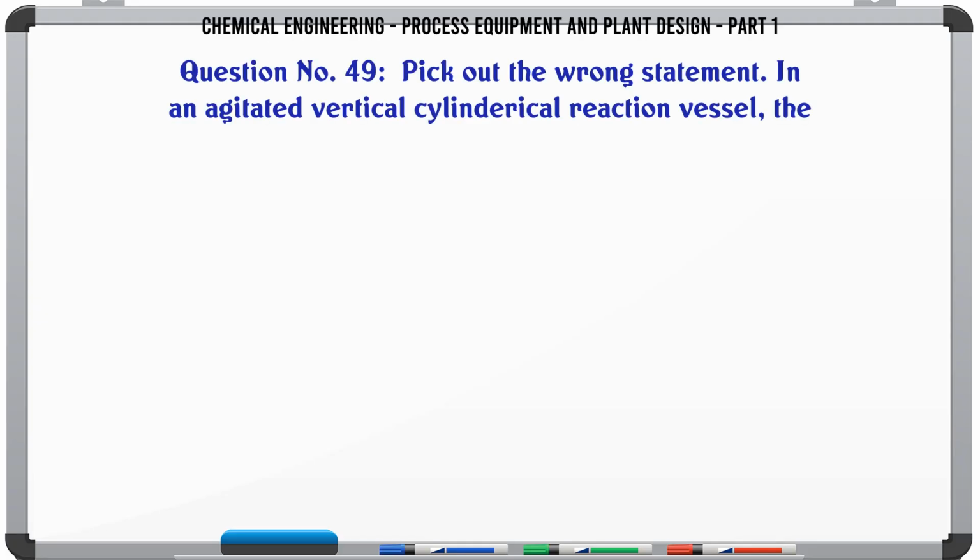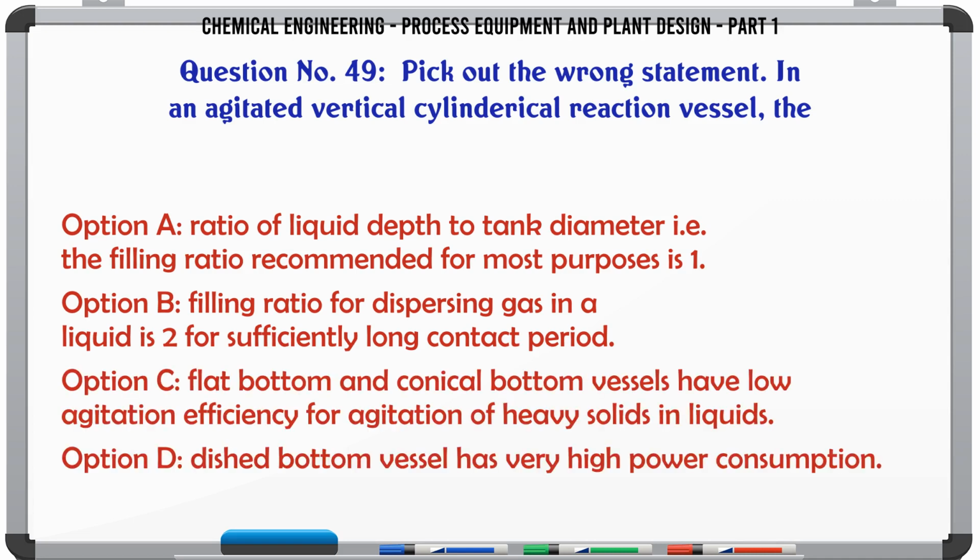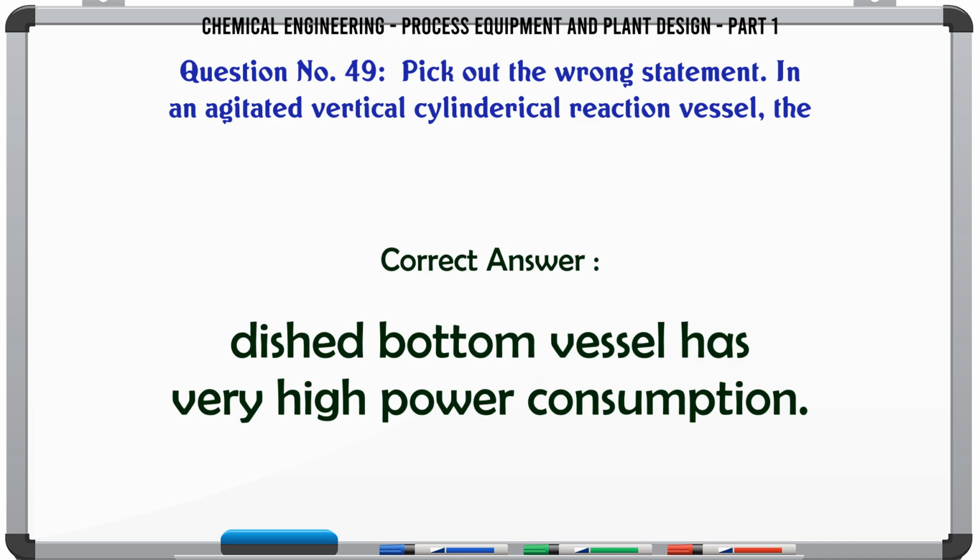Pick out the wrong statement. In an agitated vertical cylindrical reaction vessel, A. The ratio of liquid depth to tank diameter, i.e. the filling ratio recommended for most purposes, is 1. B. Filling ratio for dispersing gas in a liquid is 2 for sufficiently long contact period. C. Flat bottom and conical bottom vessels have low agitation efficiency for agitation of heavy solids in liquids. D. Dished bottom vessel has very high power consumption. The correct answer is dished bottom vessel has very high power consumption.